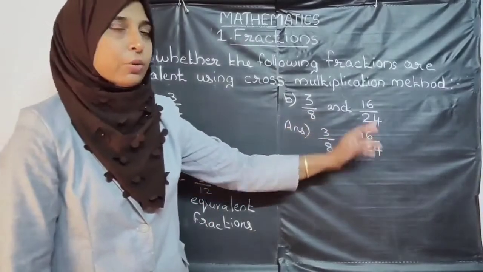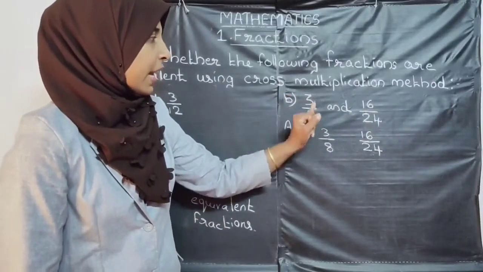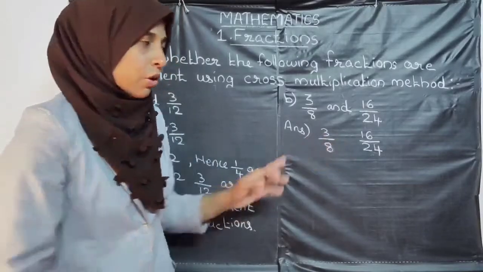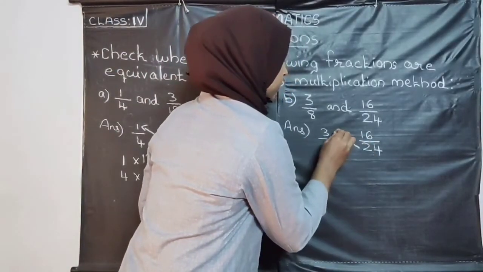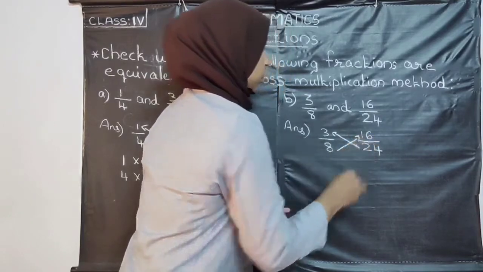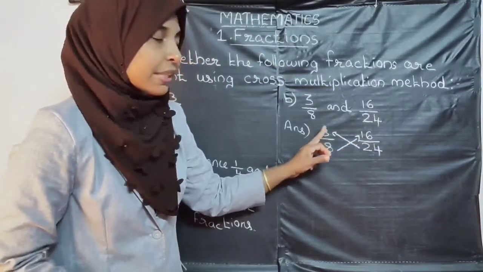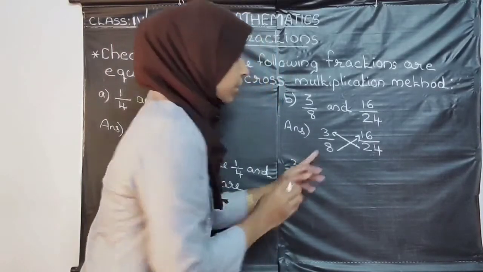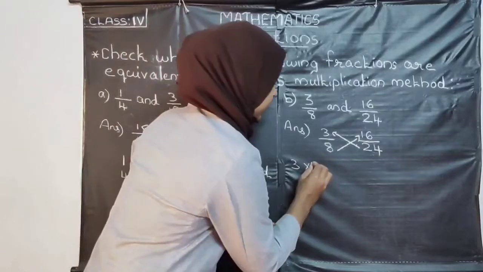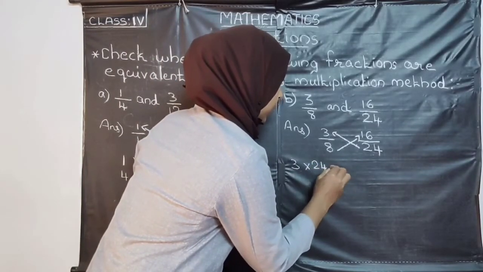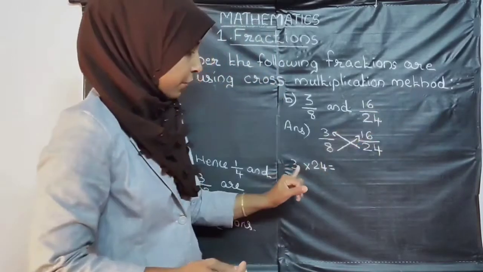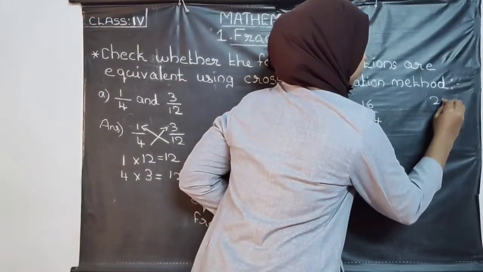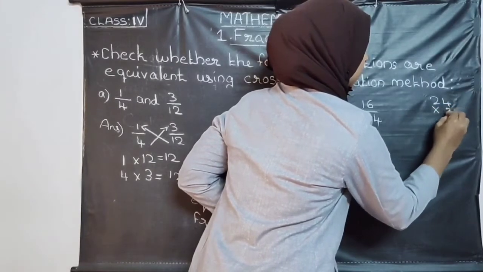Next one. We can do the next one, children. 3 by 8 and 16 by 24. Okay. So here also we can cross multiply. Okay. So we are taking first the numerator of the first fraction, that is 3, into the denominator of the second fraction, that is 24. 3 into 24. We can find it here, children. So, the 2-digit number we are writing first, 24 into 3. Okay.